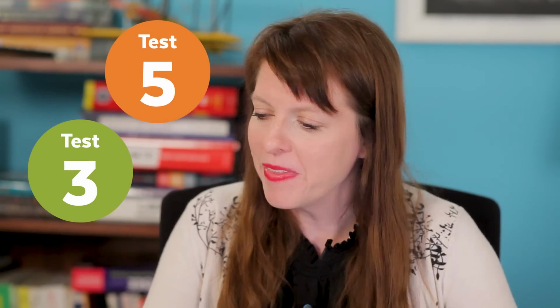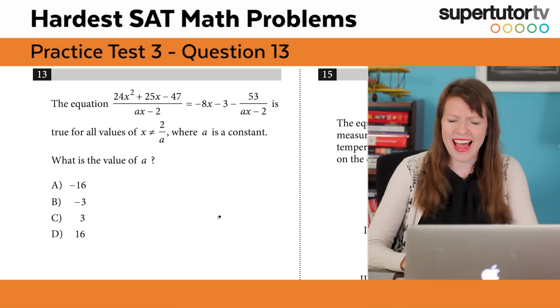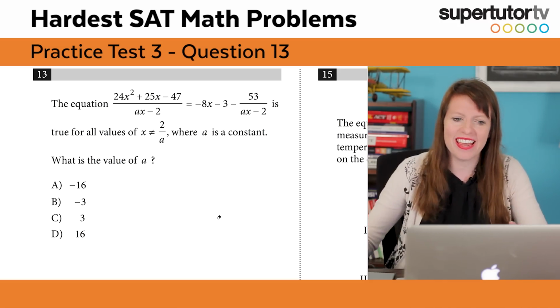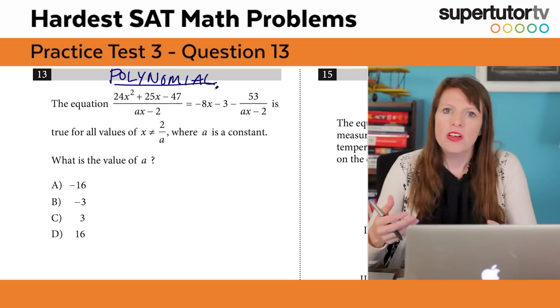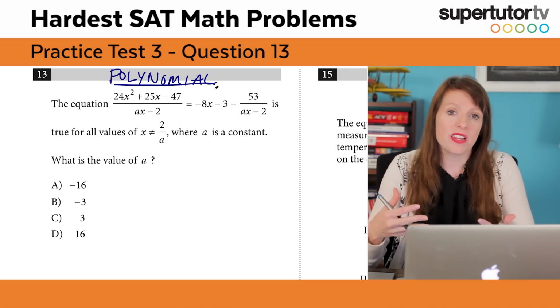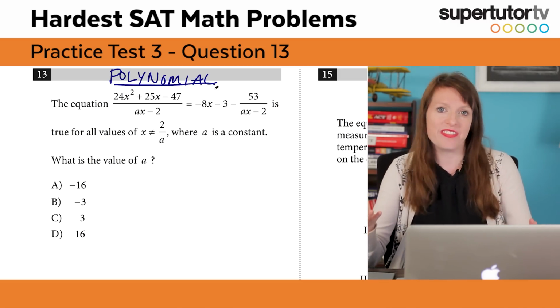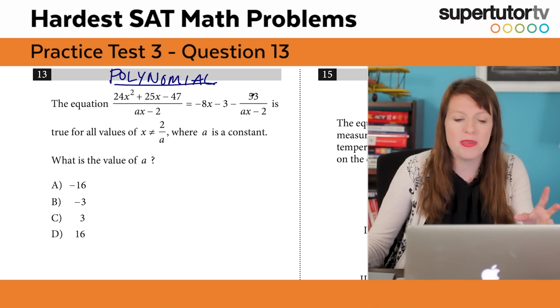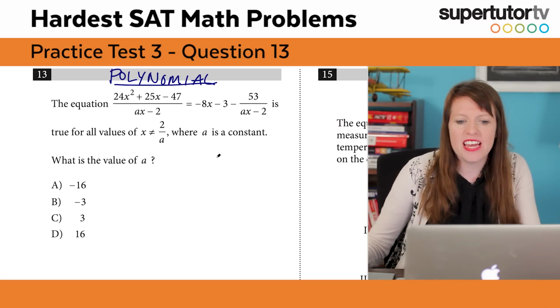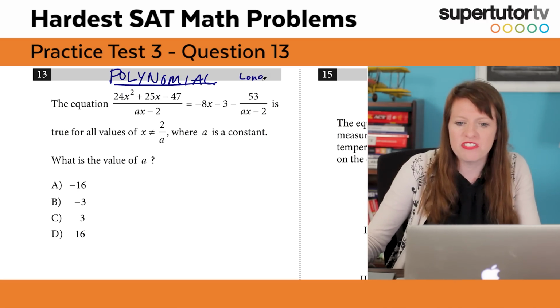So let's get started. We're going to do question 13, which is kind of nasty and kind of ugly, and it falls under the category of what I would call polynomial problems. So one idea that I want to convey to you guys in terms of some of the hardest questions on this test is that some of them fall under this category of polynomials. And what do I mean by that? I mean that you have to understand that like long division is on the table.